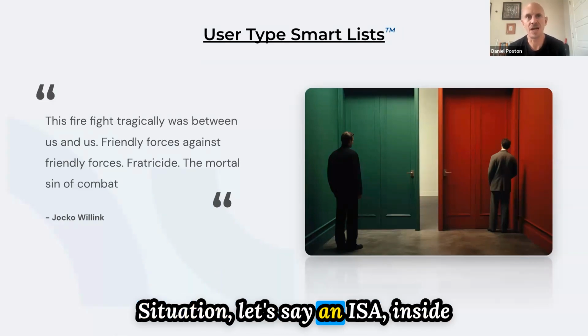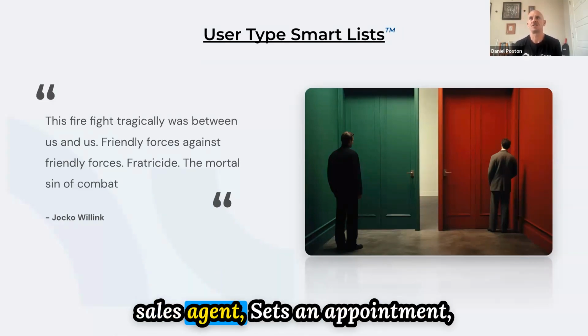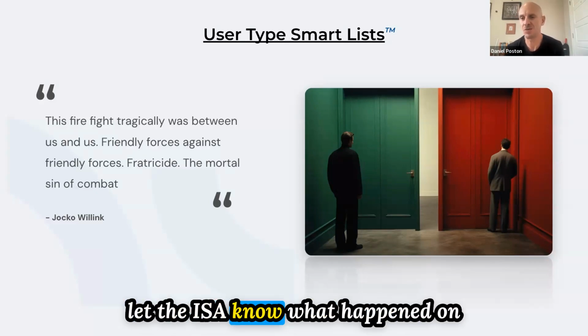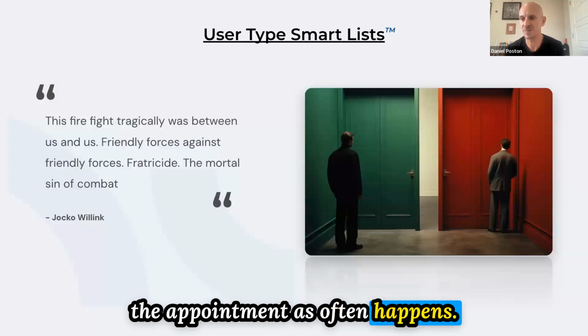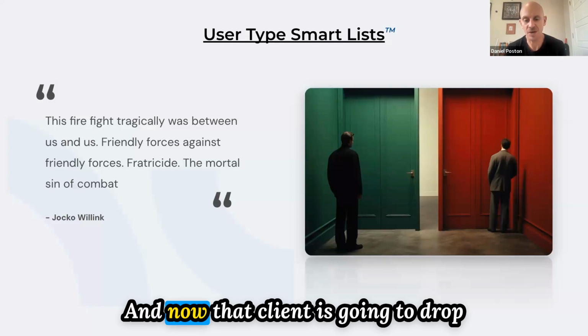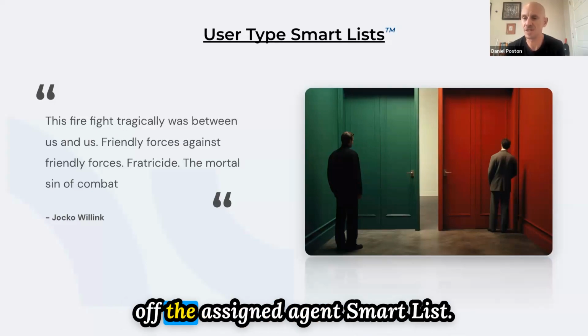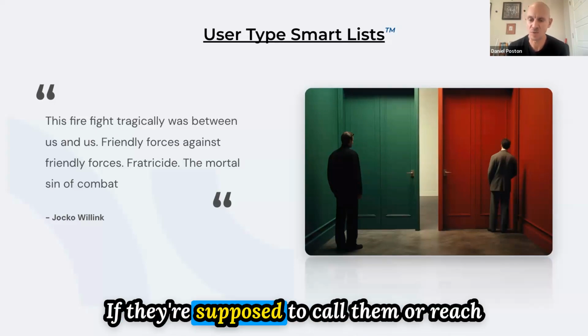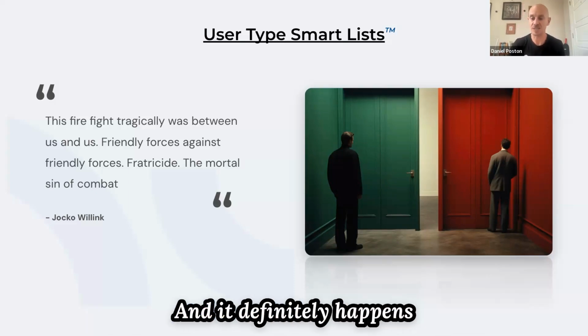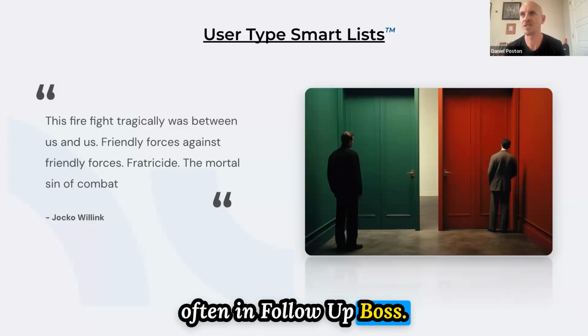Situation: let's say an ISA, inside sales agent, sets an appointment, the agent goes on the appointment and doesn't let the ISA know what happened, as often happens. So the ISA reaches out to the client to find out what happened. And now that client is going to drop off the assigned agent's smart list. If the agent is supposed to call them or reach out to them, they're not going to know. And that's a lead slipping through the cracks, and it definitely happens often in Follow Up Boss.